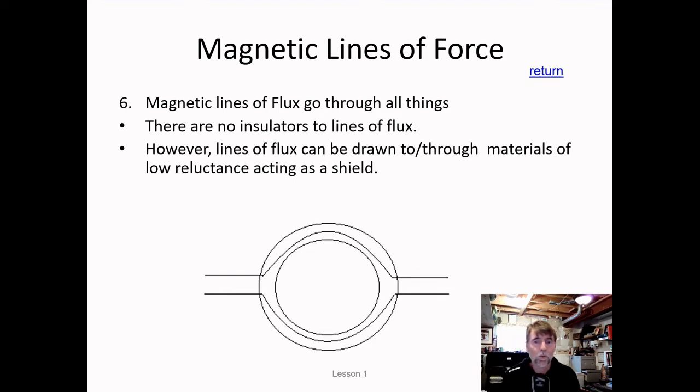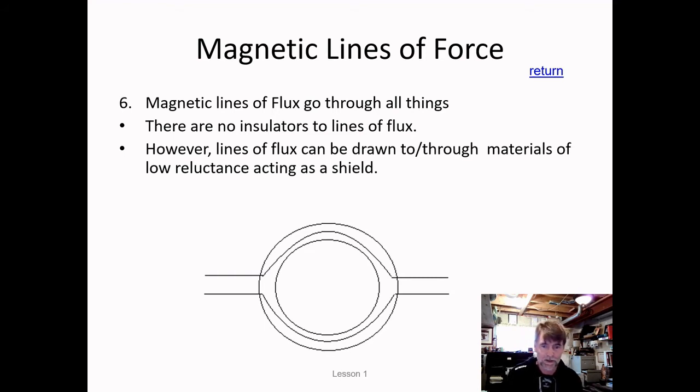So we cannot build a shield to stop lines of flux. What we do instead is we offer a path of less reluctance to encourage the lines of flux to go in a particular direction. So instead of shielding from those lines of flux, we are actually absorbing those lines of flux.